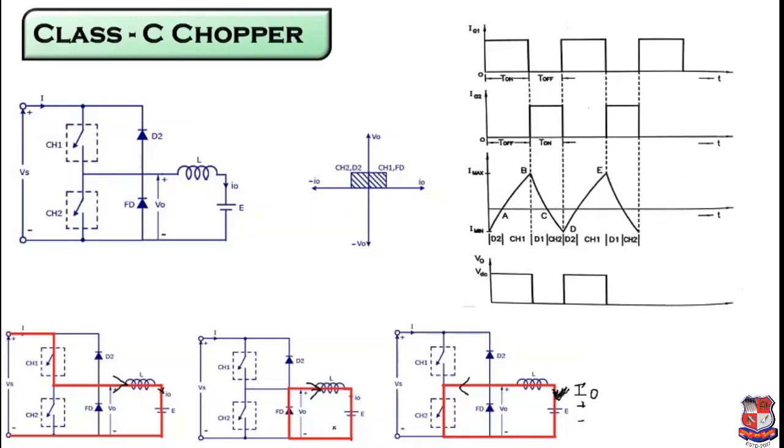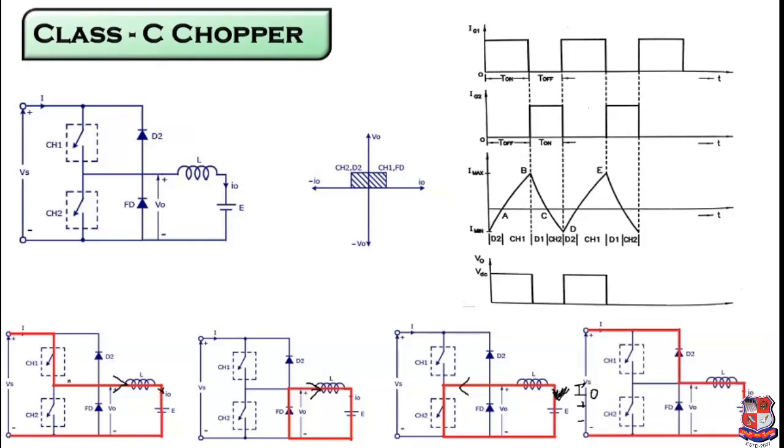Okay, output voltage is still 0. So now there will be a change in quadrant operation. Next, instead of chopper 2, diode D2 is operated. So chopper 2 is taken off the circuit.